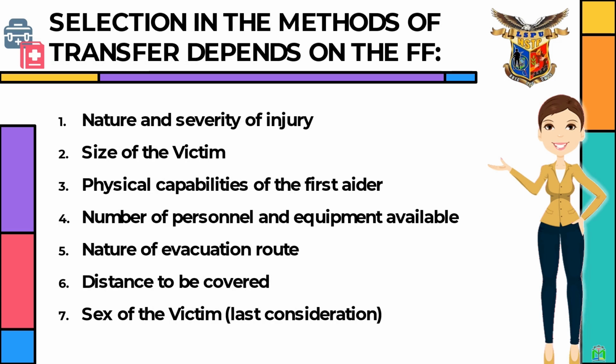The selection in methods of transfer depends on the following: 1. Nature and severity of injury. 2. Size of the victim. 3. Physical capabilities of the first aider. 4. Number of personnel and equipment available. 5. Nature of evacuation route. 6. Distance to be covered. 7. Sex of the victim. Last consideration.